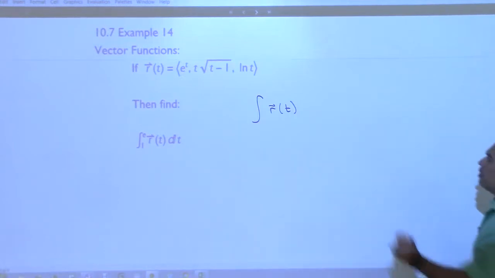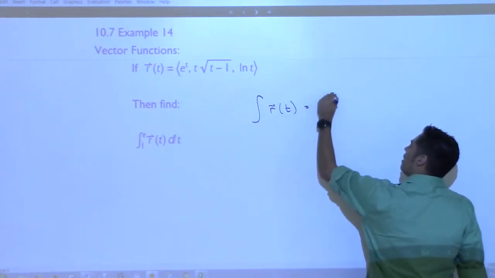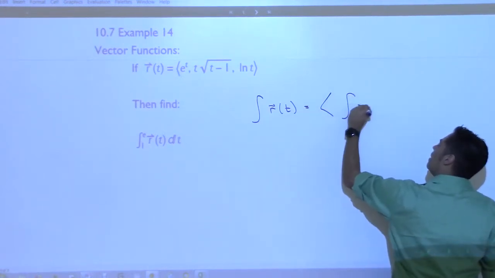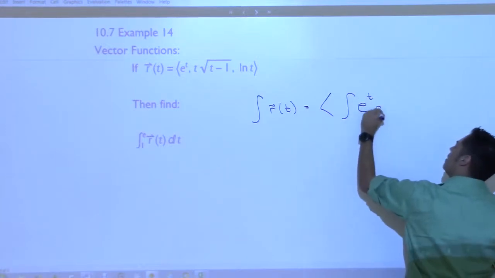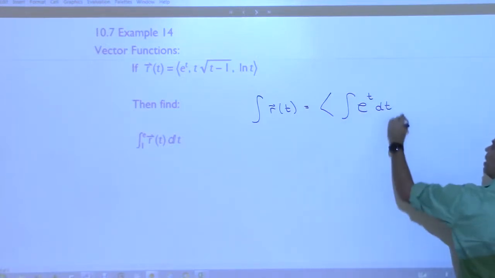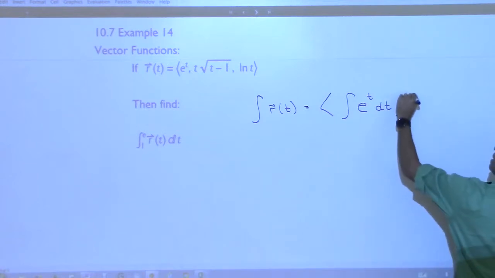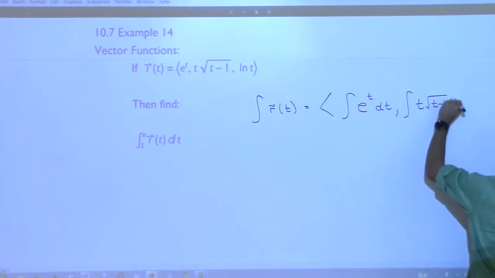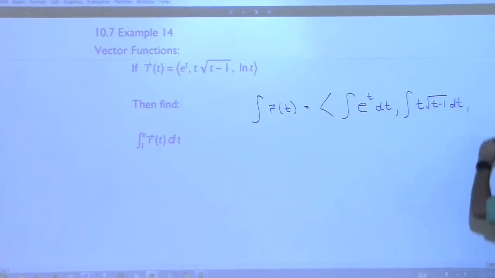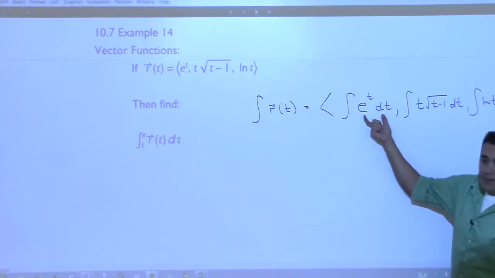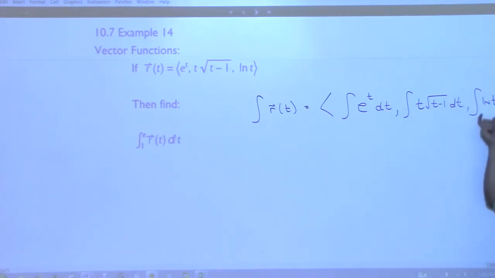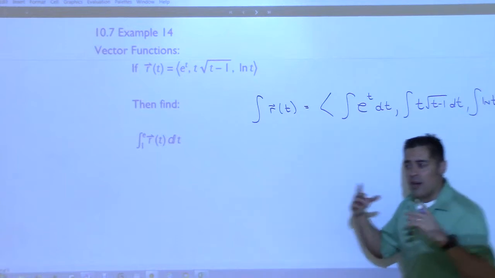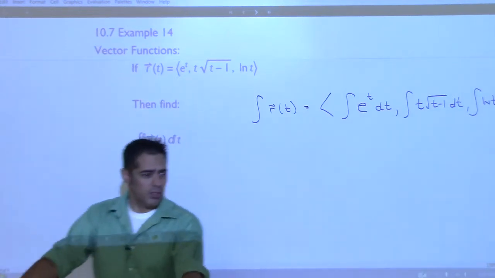If we were to do this, we would be wanting to take the antiderivative of e to the t dt. That would be the first integral we have to do, and then, comma, the antiderivative of t root t minus 1 dt. And then finally, the antiderivative of natural log of t dt. Notice that our answer is going to be some function here, some function here, some function here inside the angle brackets. So our answer is going to be another vector function, right?